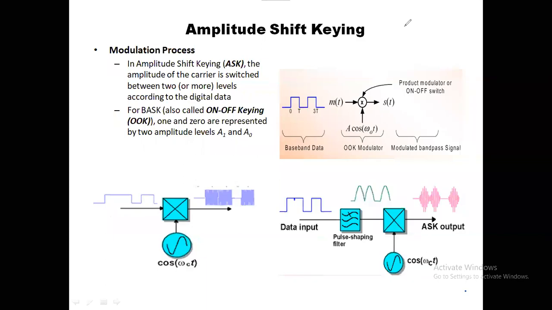Today we learn about amplitude shift keying. Amplitude shift keying is used to modulate the baseband data. You know that baseband data is the representation of 1 and 0 with voltage levels. And in this baseband modulation scheme, we are using a 0 voltage level and a positive voltage level, 0 and +V, to represent 0 and 1.